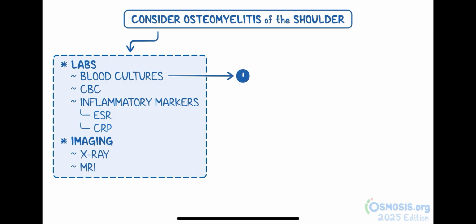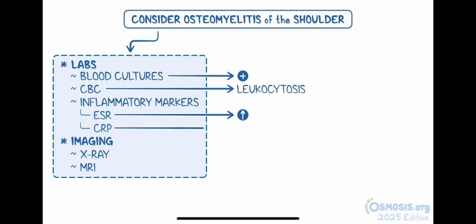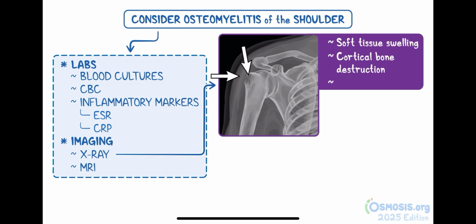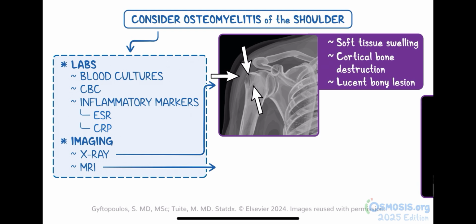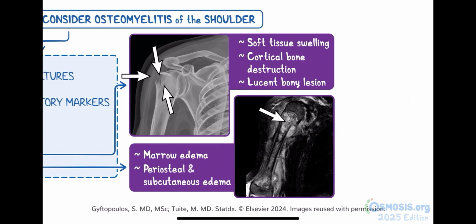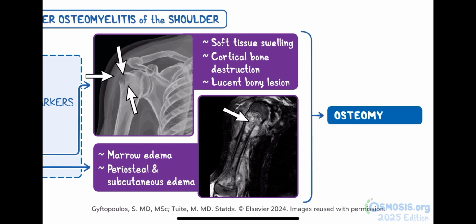If labs reveal positive blood cultures, often with leukocytosis and elevated ESR and CRP, and if the X-ray shows overlying soft tissue swelling with cortical bone destruction and an underlying lucent bony lesion, and the MRI typically reveals bone marrow edema and overlying periosteal and subcutaneous edema, diagnose osteomyelitis.